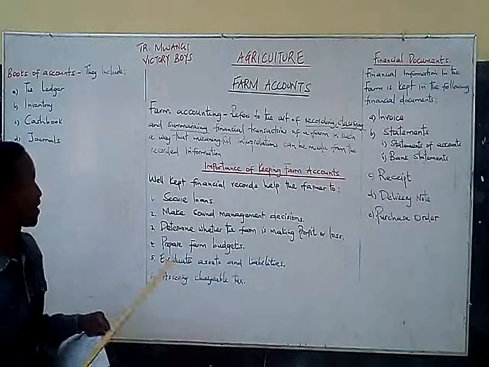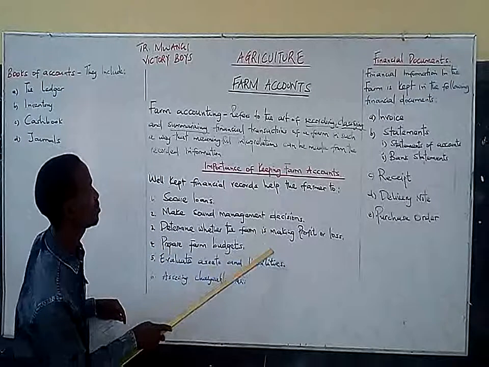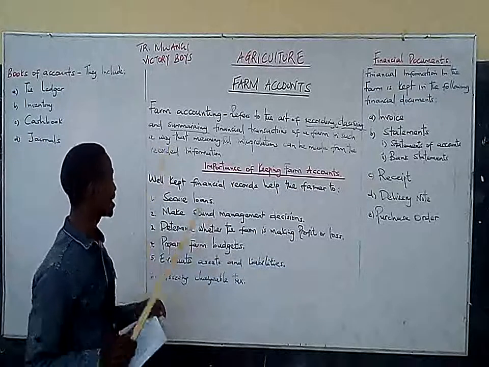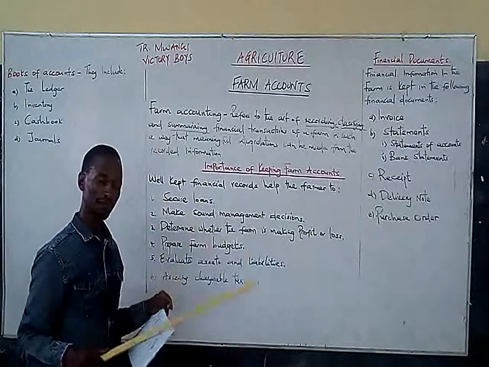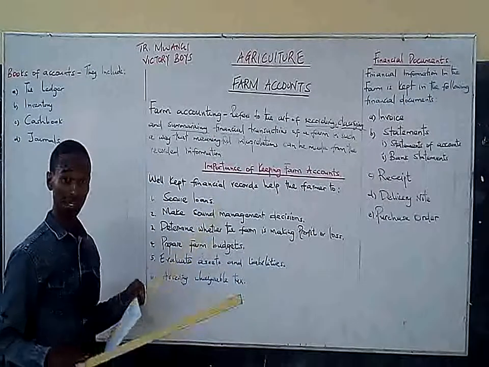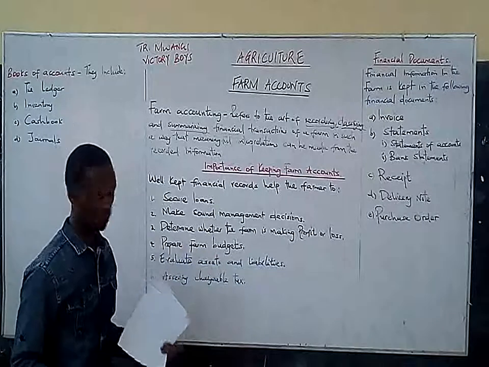That way, the farmer from the records will be able to know whether he is making a profit or loss. In other words, if he didn't have very good records, the farmer could continue operating at a loss, which would eventually lead to the closure of the business.